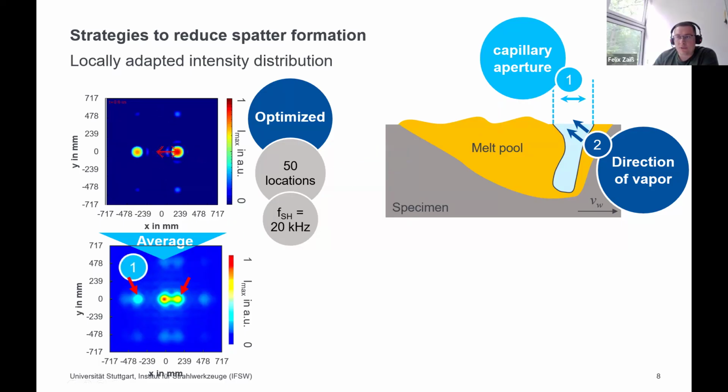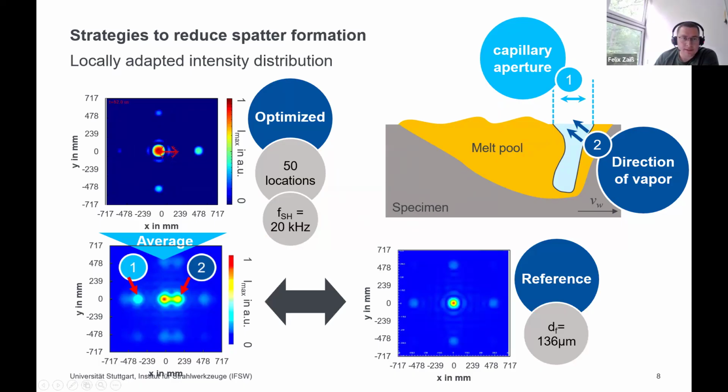And here with the side maxima, we actually used it to increase the capillary aperture in longitudinal direction, so in welding direction. And this second one as well to also get like this opening of the capillary. And then we compare it to the single spot, single point, however you call it, but this is just the main intensity peak in the center.